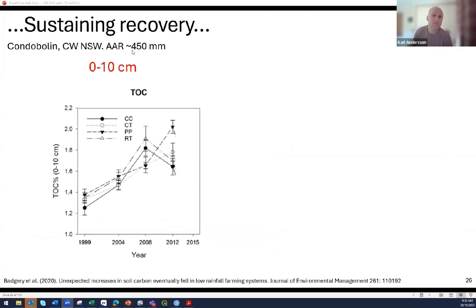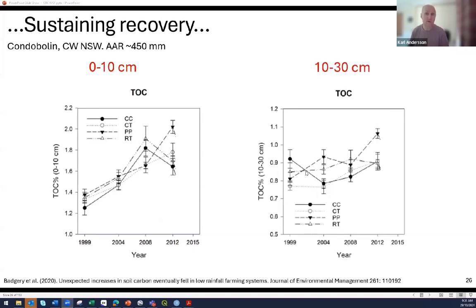Here we have some data from a 450 mil rainfall in central West New South Wales, so a little bit higher than we're talking about for you guys, but got this pattern here of increasing carbon levels, which is great, in cropping systems, conventional, reduced till, conservation till, and this one here is a perennial pasture in the triangle. So they're all moving up. Even in the subsoil, we've got some increase happening here in the pasture over this 13-year period.